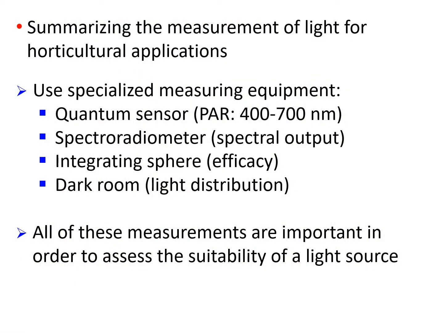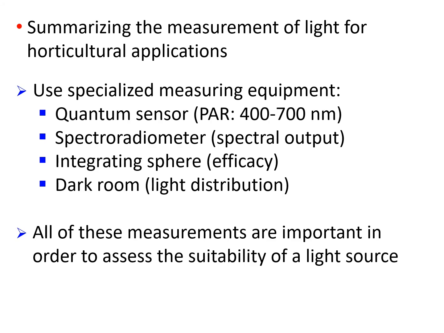This slide summarizes the different measurement equipment we use to assess lamps used for crop production. Most growers will be familiar with quantum sensors that are used to measure the photosynthetically active radiation. Researchers use spectral radiometers to determine the spectral output of specific light sources. Testing laboratories use integrating spheres and darkrooms to measure the power conversion efficiency, also called the efficacy, and the light distribution of specific light sources.